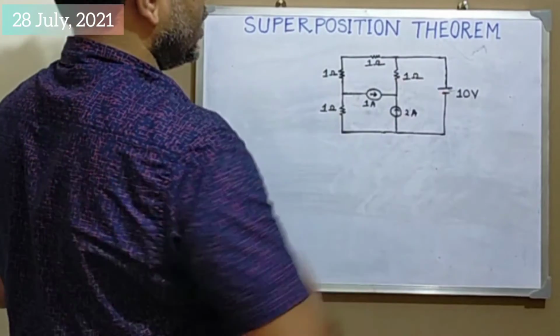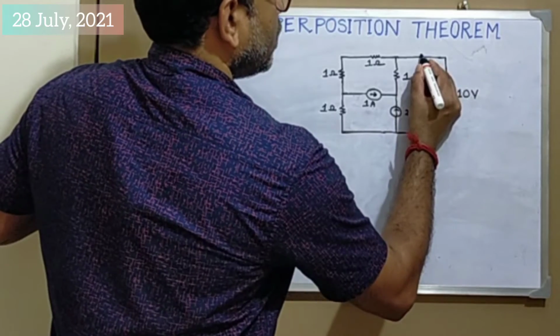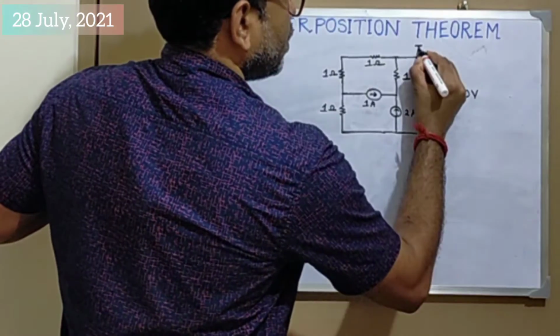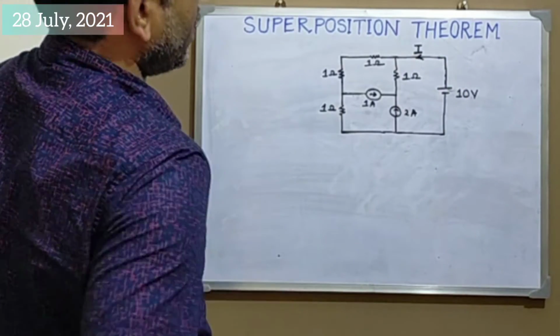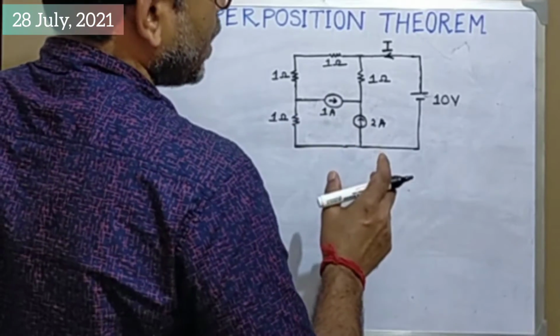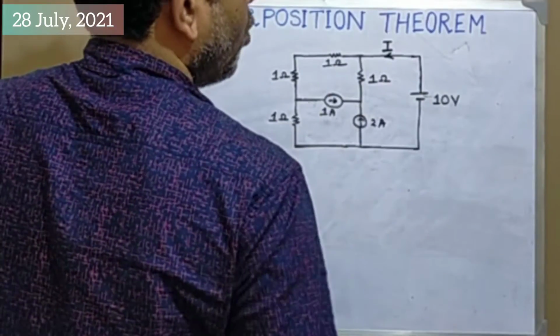Let's consider the circuit and how we could find the current I by using the superposition theorem. Actually, you have to find the power supplied by the voltage source.